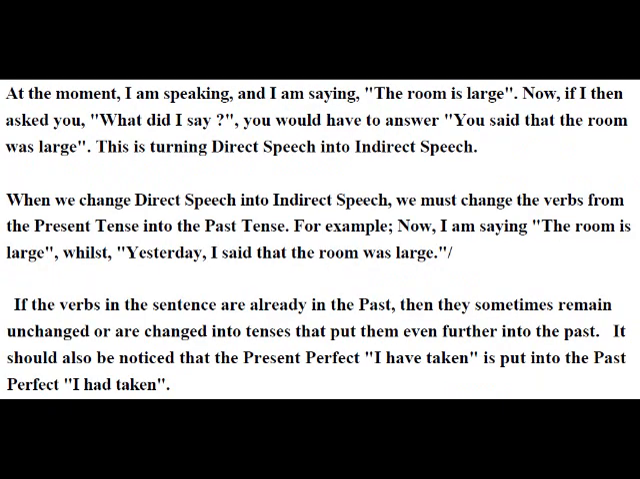At the moment I am speaking and I am saying the room is large. Now, if I then asked you, what did I say? You would have to answer, you said that the room was large. This is turning direct speech into indirect speech. When we change direct speech into indirect speech, we must change the verbs from the present tense into the past tense. For example, now I am saying the room is large, whilst yesterday I said that the room was large.